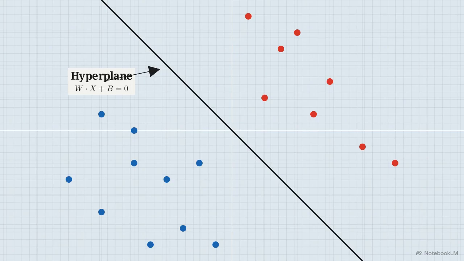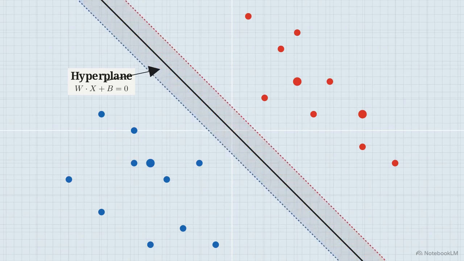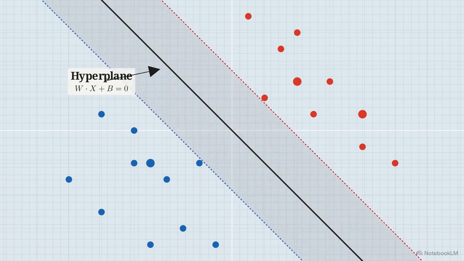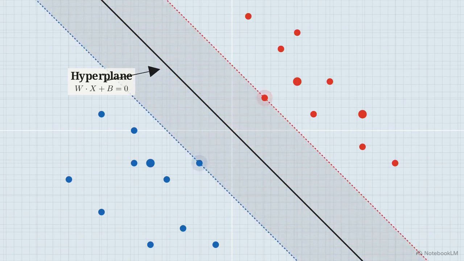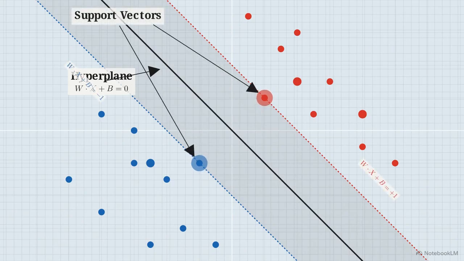SVM focuses on the dots that haven't arrived yet. By locking in a permanent boundary now, the system can automatically sort new data points into the correct group with high confidence. An SVM doesn't just draw a thin line, it expands outward to form a wide road called the margin. It stretches until its edges physically bump into the closest red and blue dots.